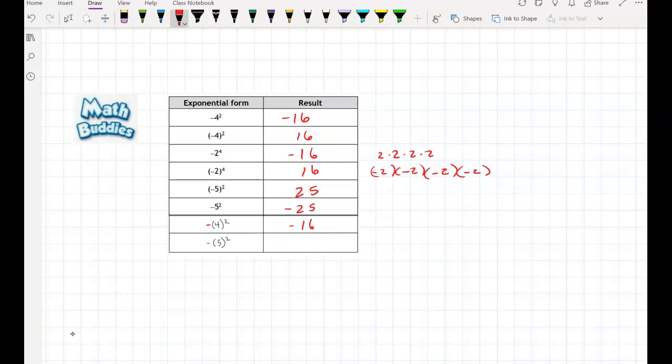And the next one is 5 to the second power, but it's the opposite of that. 5 to the second power is 25. The opposite of 25 is negative 25. And there you have it.